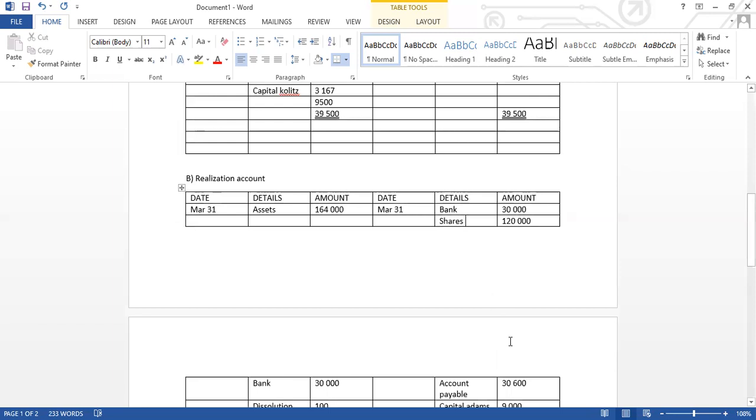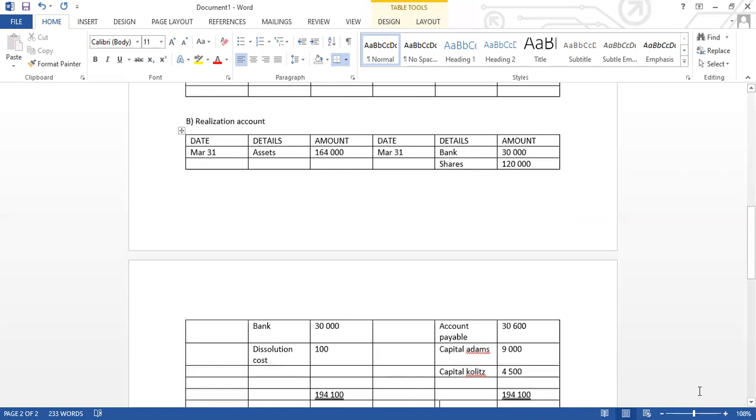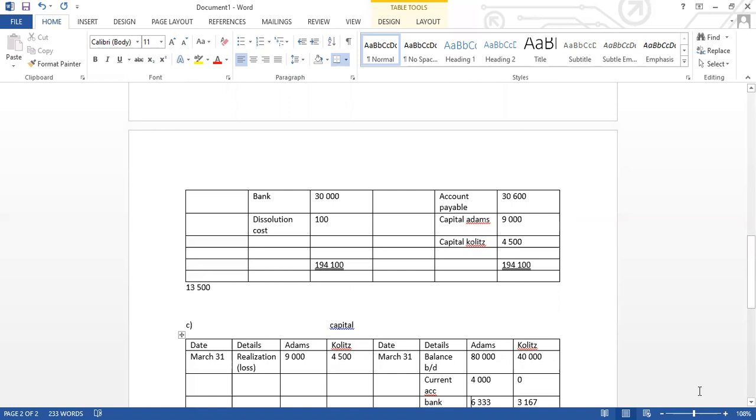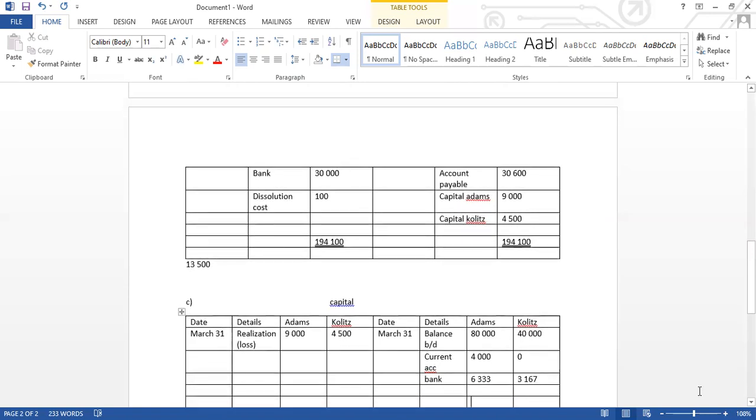90,333, with 90,000. Okay, with 90,333. And then add them on both sides. 90,333. And then columns 43,167.